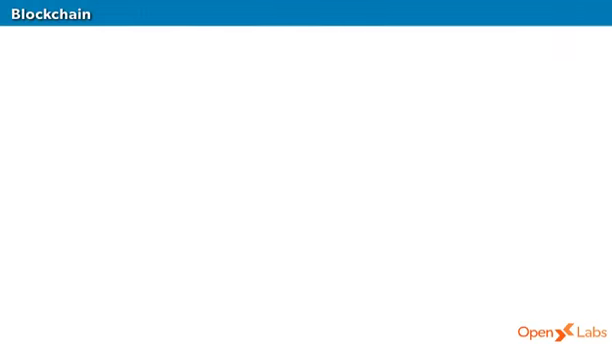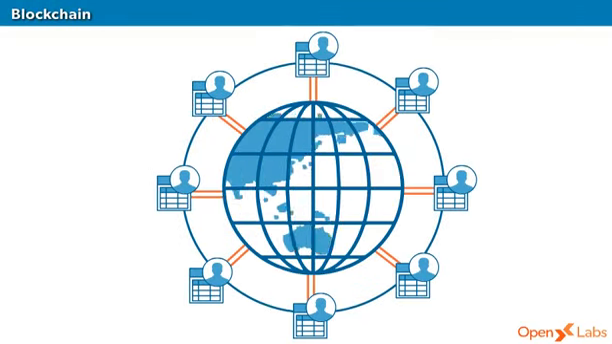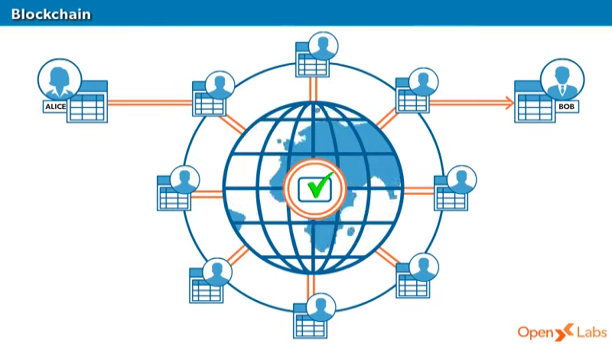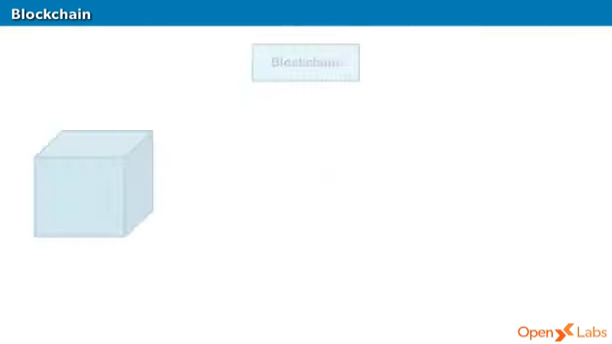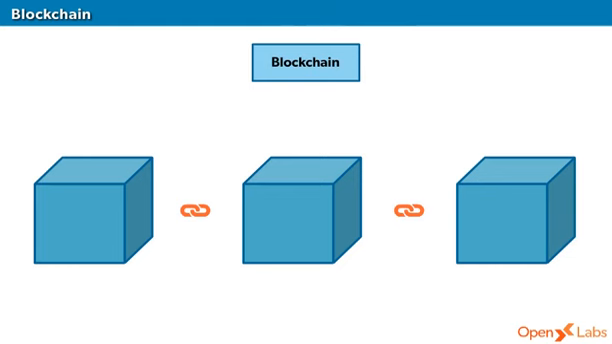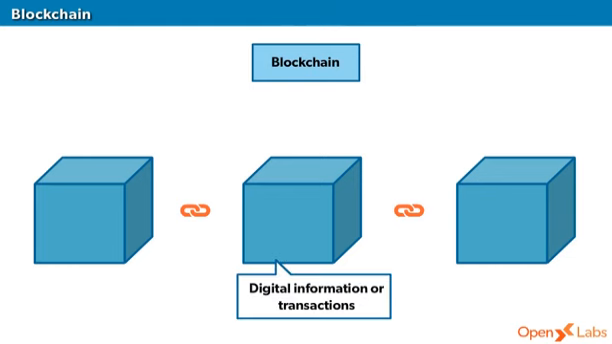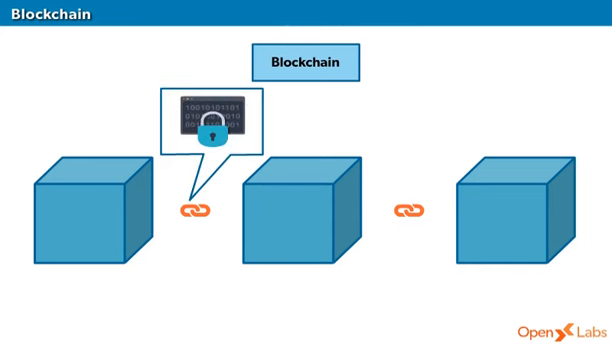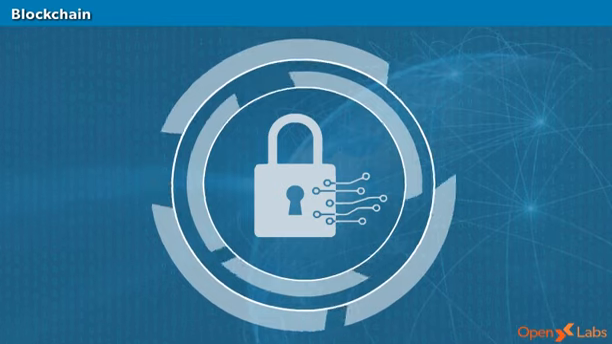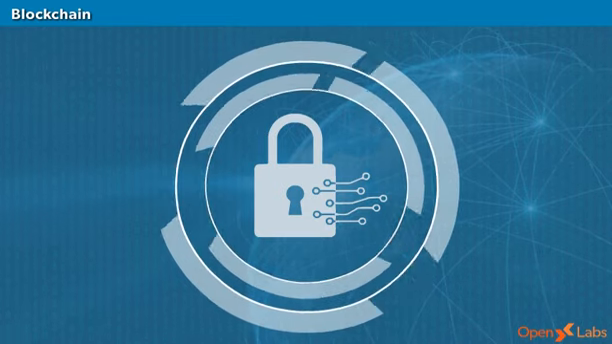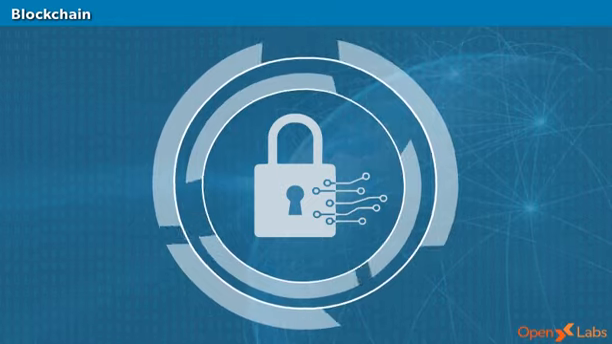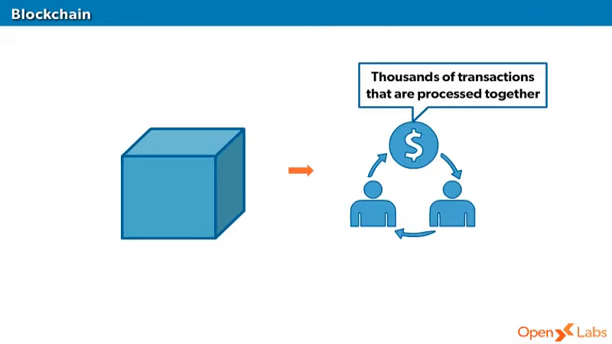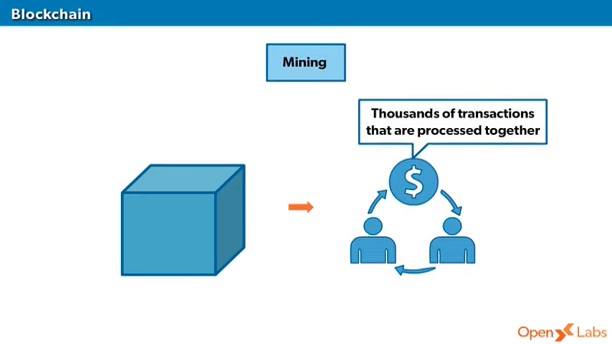Blockchain. Blockchain is a mechanism used to track and verify transactions that occur in a cryptocurrency network. Blockchains are literally chains of blocks. These blocks refer to digital information or transactions. Each one of these blocks is related to its previous block through cryptography, thus forming a chain. The cryptographic aspect is not important to understand just yet, but what is important to remember is that each block can contain thousands of transactions that are processed together. This process is called mining.